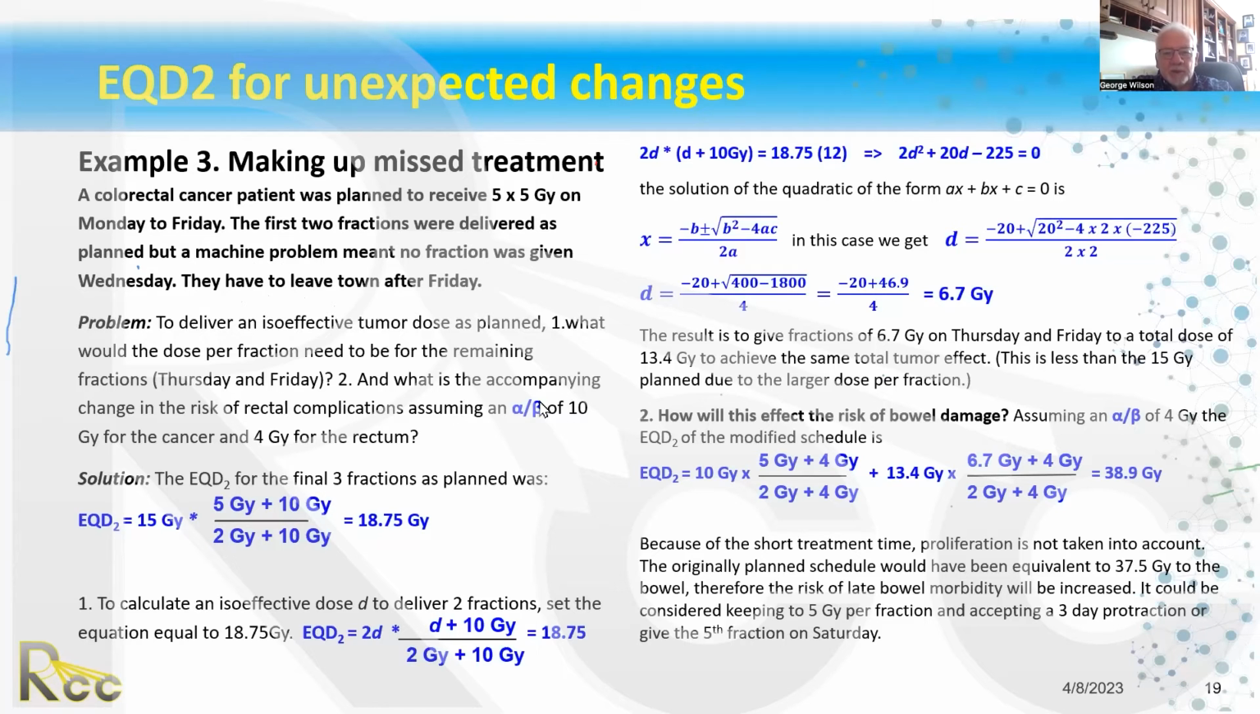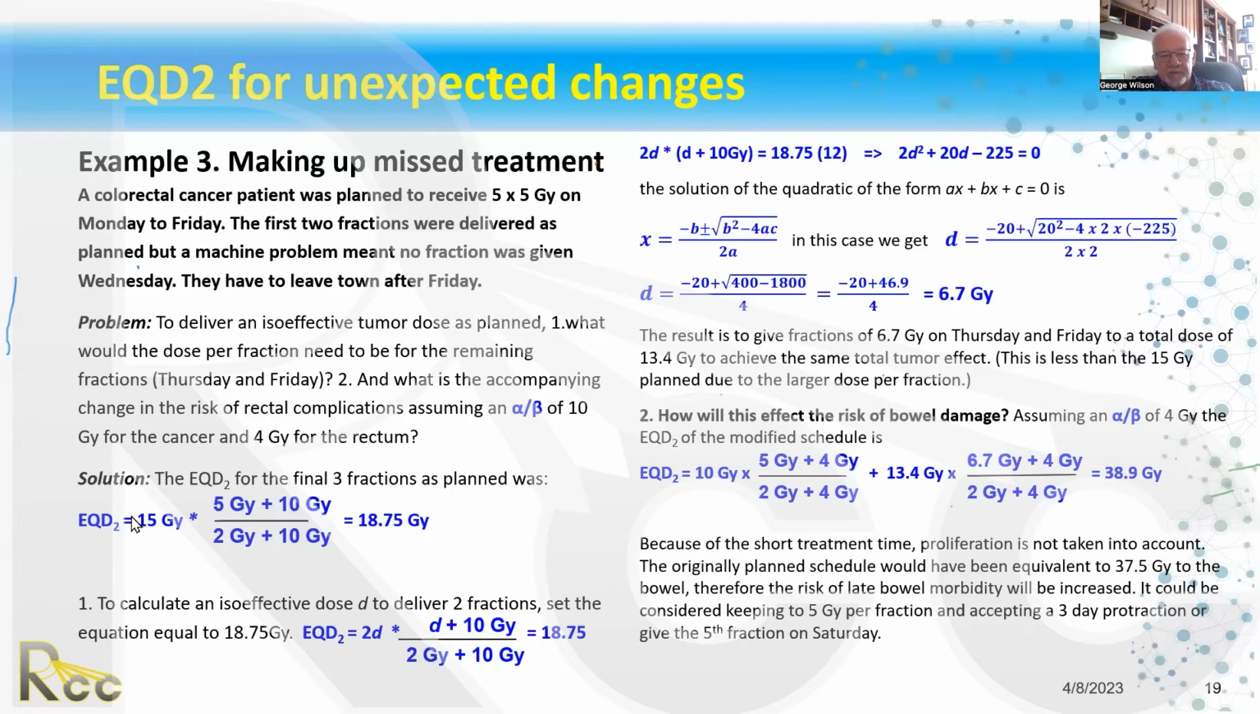So first thing we do, we're assuming an alpha beta of 10 for the cancer. And we're actually also going to calculate what effect the change in treatment that we do have on the risk of rectal complications. And we're going to assume a value of 4 gray for the rectum. So the first thing you do in this type of calculation is that you work out the equivalent dose that you would have given the patient if you had given the final 3 fractions on Wednesday, Thursday, and Friday. And so this would be the calculation.